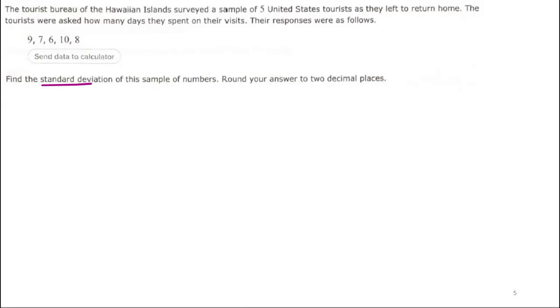All right, and don't get scared. This is the standard deviation. And there's actually 2 types. We're just going to learn this type, and this is for a sample. There's another one for population. So we're just going to do the sample version.